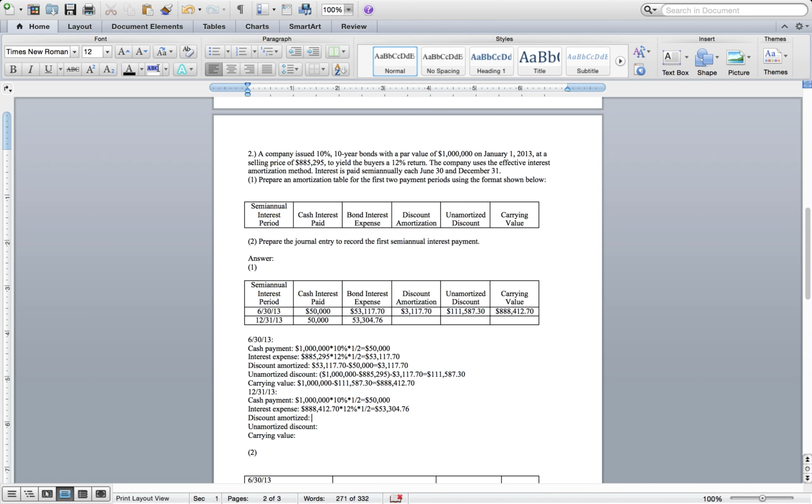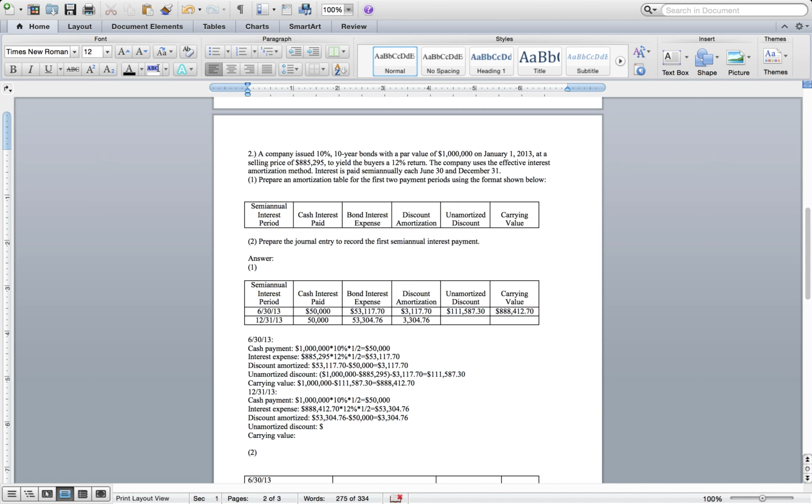And then discount amortized. Did earlier. Start off with the $53,304.76 and subtract the cash payment, which was $50,000. This will equal $3,304.76. Discount amortized portion is $3,304.76. The last part, the unamortized discount portion.